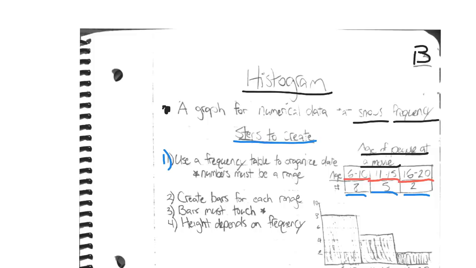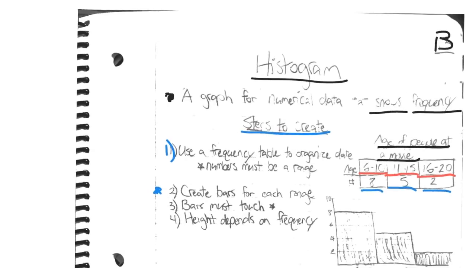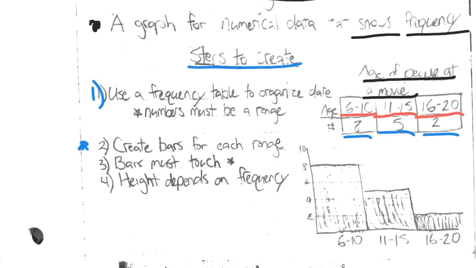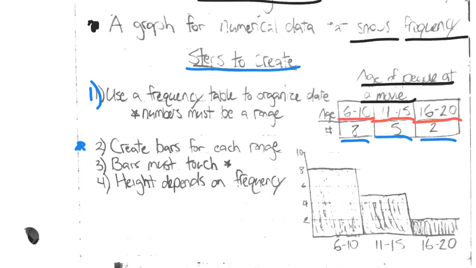Our second step is we're going to create bars for each range. You'll see what I did over here. For each of those ranges that I used up there, 6 to 10, 11 to 15, and 16 to 20, we have to put those at the bottom underneath. And remember, our bars must touch. And then lastly, we're going to build up the height depending on the frequency.